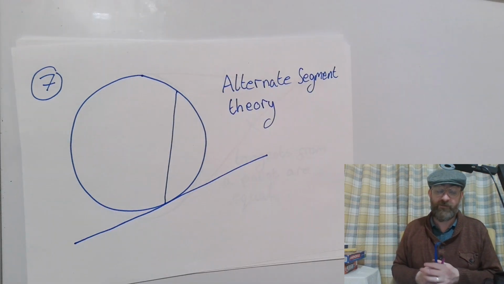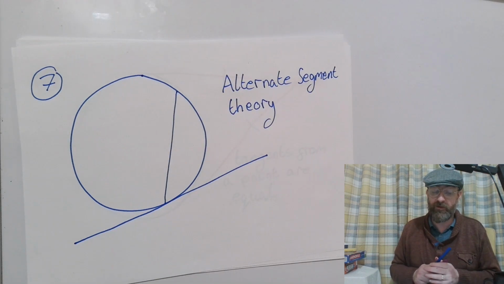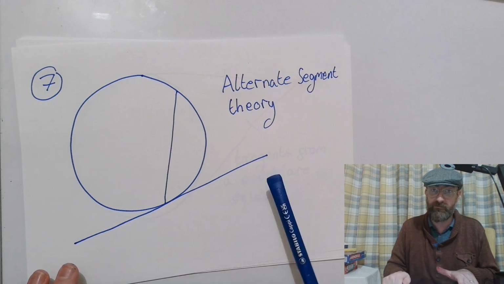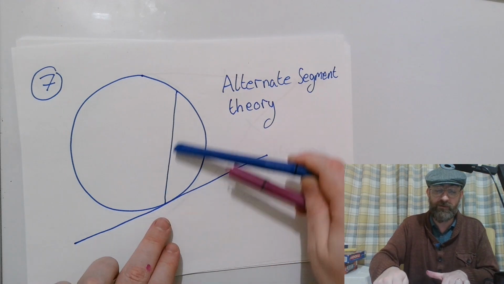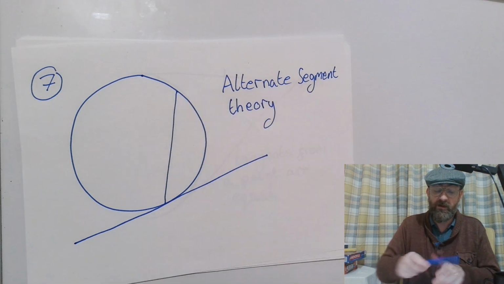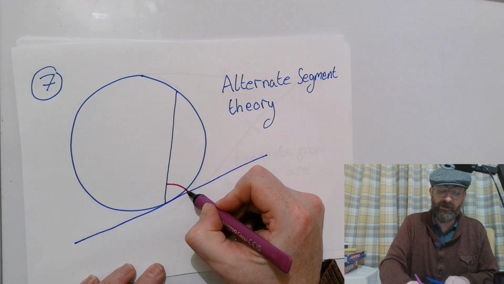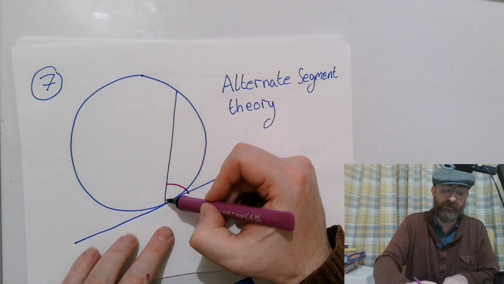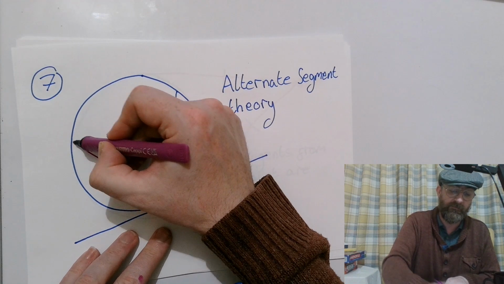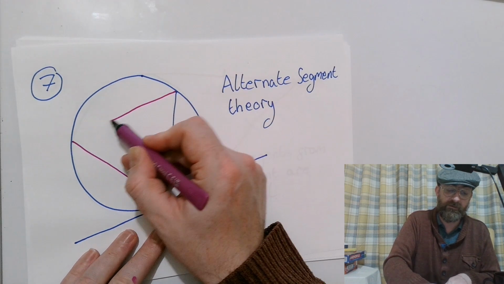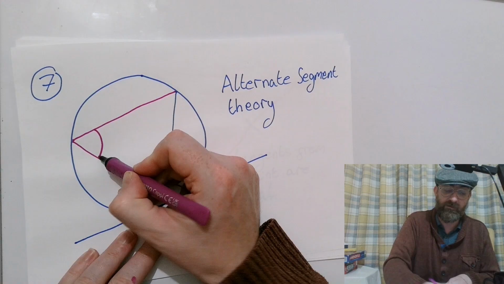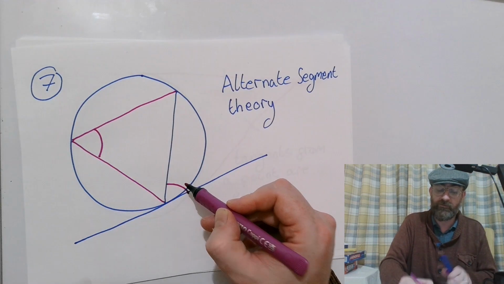Okay, number 7, the alternate segment theorem. This circle theorem says that if we've got a tangent and we draw a chord from that tangent, the angle in the opposite segment, so if we draw an angle in this segment, this angle is equal to this angle.